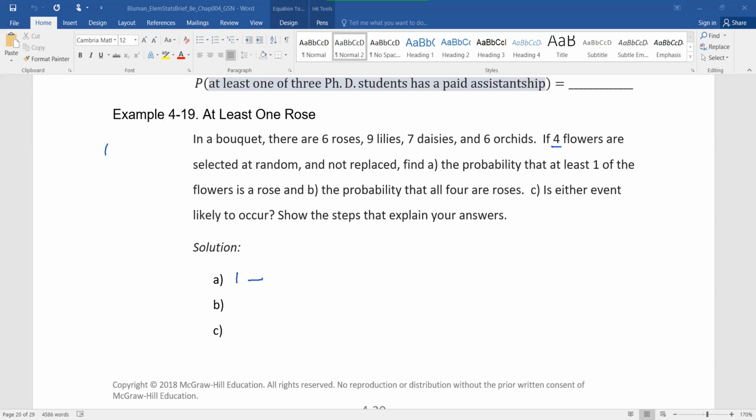So what's the total? I got 28. Is it 28? Okay. So that would be my total. So 28. And then how many of those are not roses? So I could just subtract this and then I'd be done.